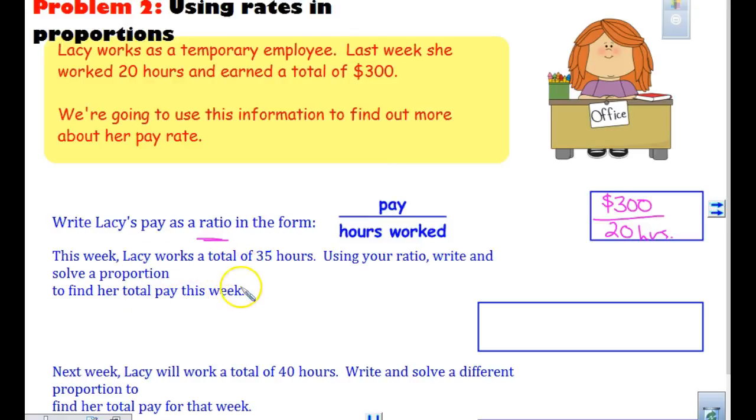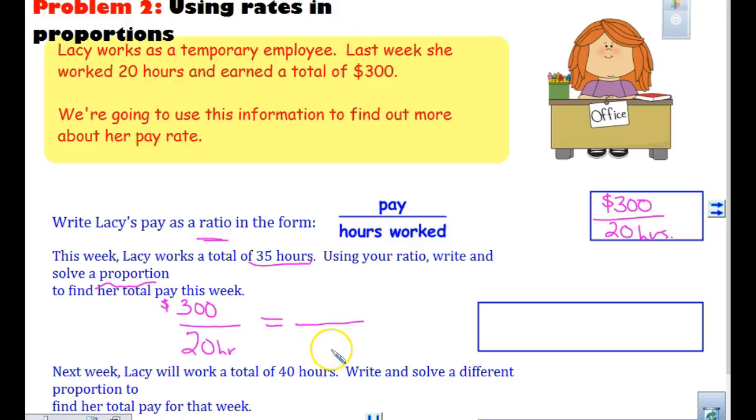So it says this week, Lacey earns $35. Use your ratio and write and solve a proportion. You guys did proportions last year. Proportion is when you put two fractions equal to each other. So we're going to put two fractions equal. What's the first fraction? $300 to 20 hours. Now, if we are working 35 hours, should I put the 35 in the numerator with the dollar sign or in the denominator?